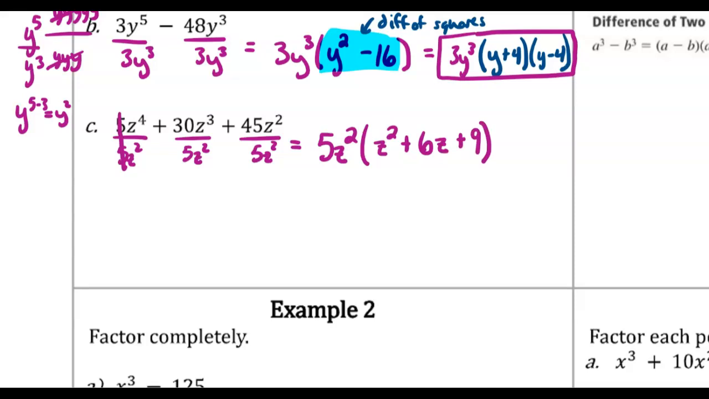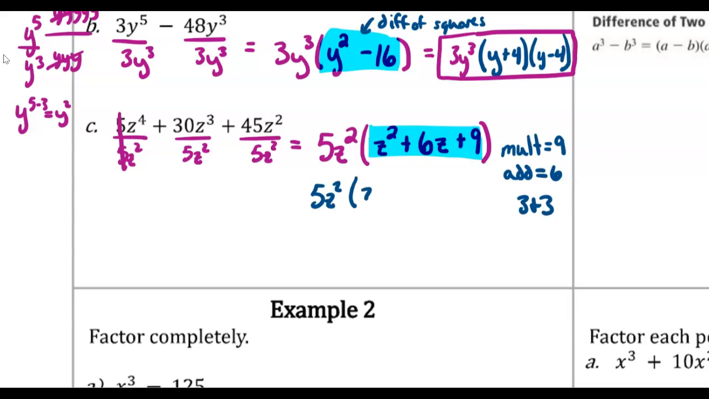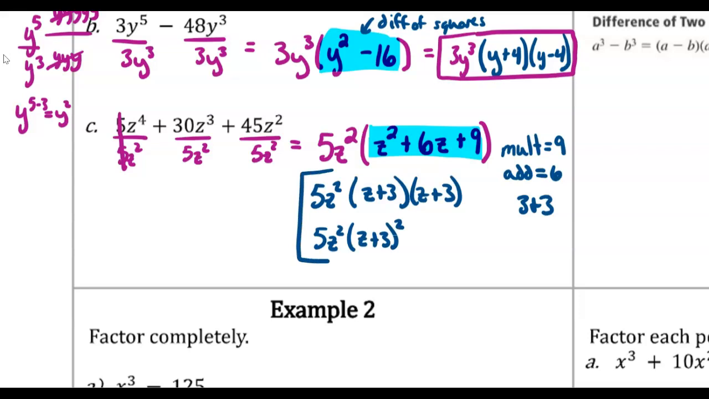Okay, and then looking at this, you always got to look and be like, can anything else come out? This factors further. So this is a trinomial. So that's the what multiplies to AC adds to B thing. So it multiplies to 9. It adds to 6. So that would be 3 and 3. So I still have 5z squared out here, but then I have z plus 3 times z plus 3. And you can leave it like that, or since z plus 3 times z plus 3 is the same thing, you could also write z plus 3 squared. I don't really care. These are the same thing. You can write it either way.